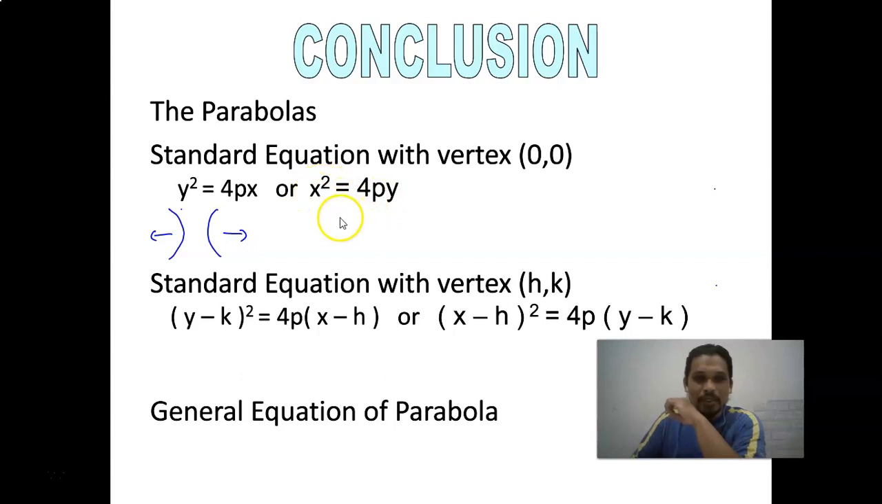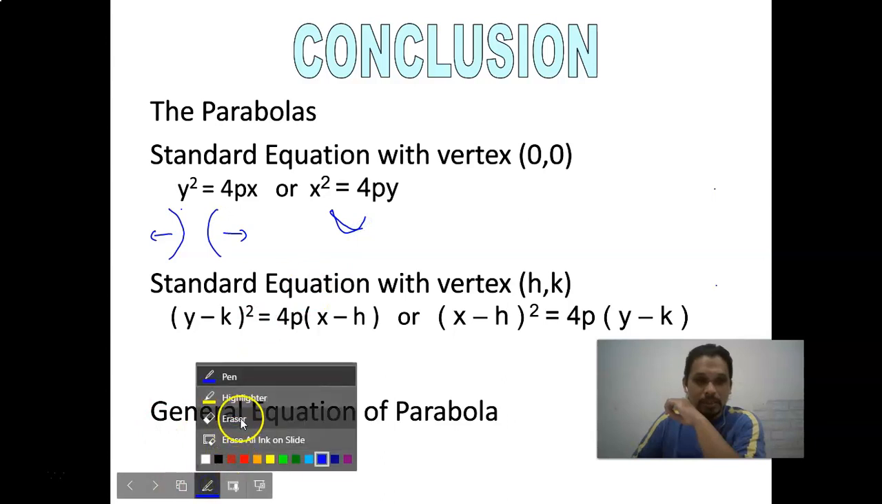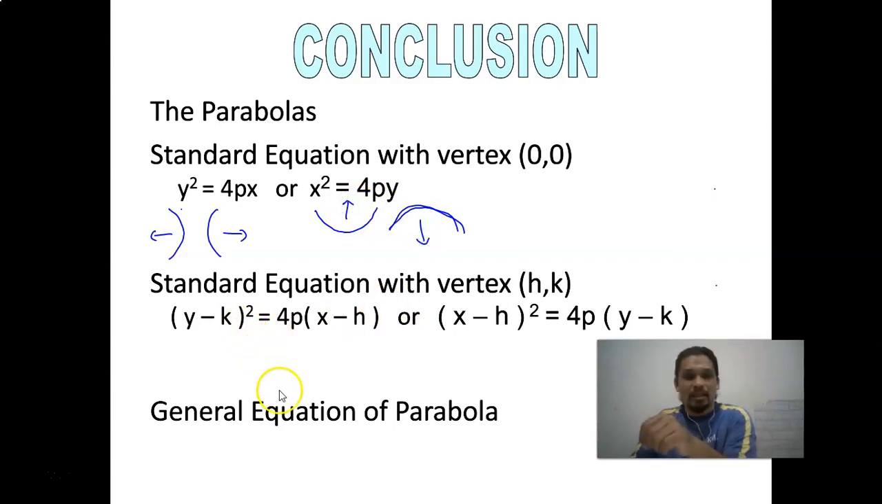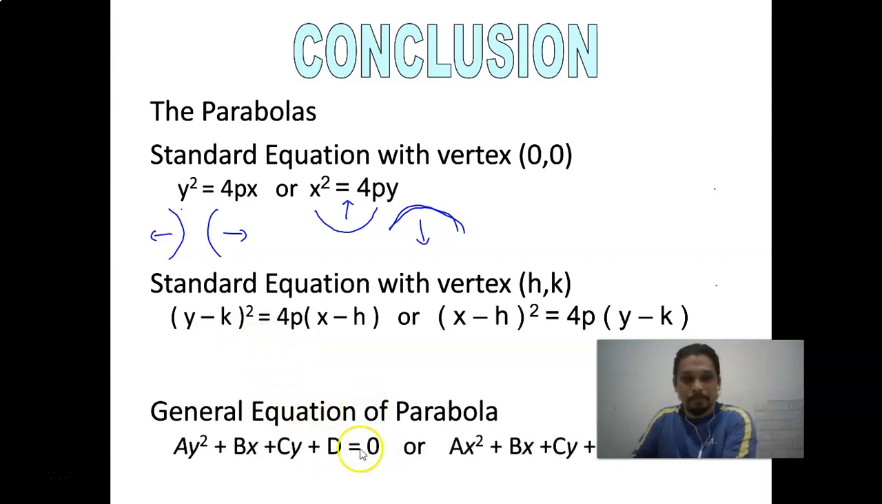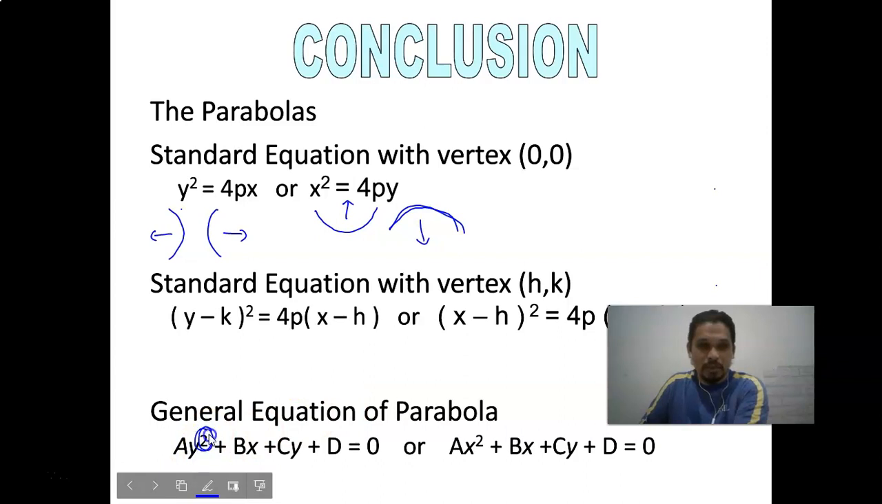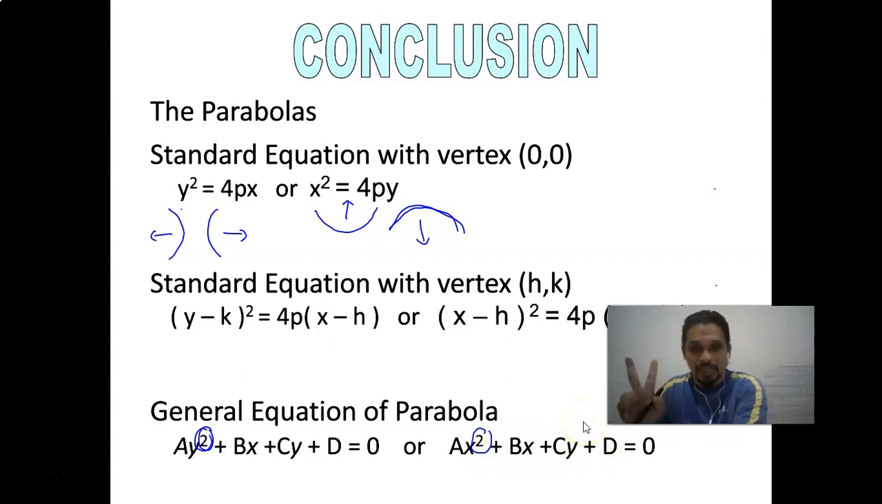And for x squared, it is either facing upward or facing downward. The general equation of a parabola has either y with a highest degree of 2, or x with a highest degree of 2. It cannot have both x and y with a degree of 2 at one time. It's only one.